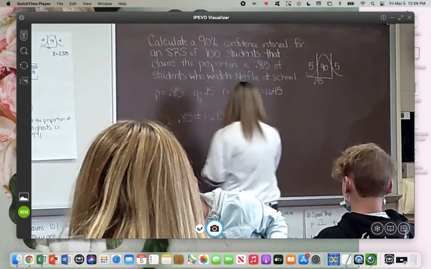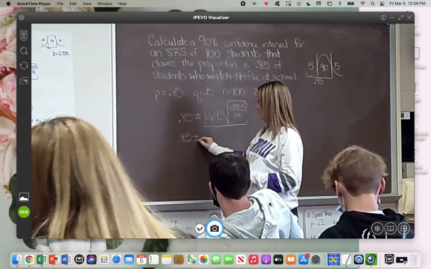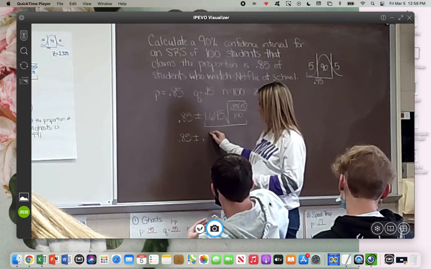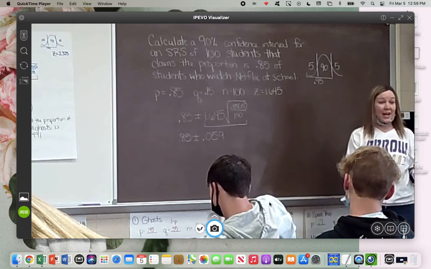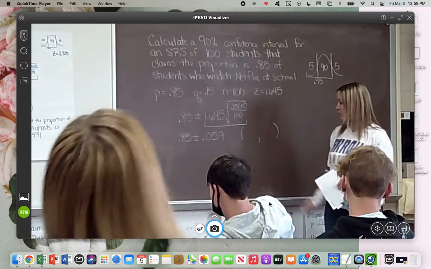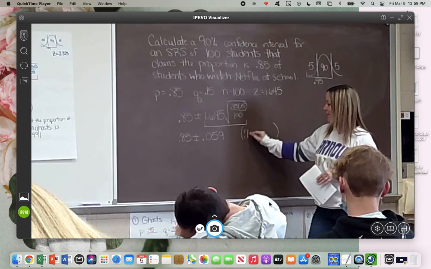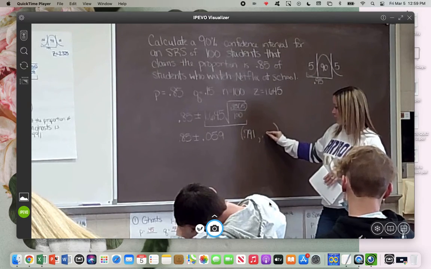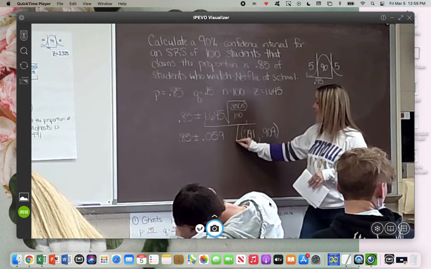Alright, so for this second half, you should have had plus or minus 0.059, or 0.509? 0.059. So then we can add or subtract to get our numbers. So I'm going to subtract to get my lower number first. What happens when I subtract that? What do I get? 0.791. And then when I add it, 0.909. All right, so this is the confidence interval.